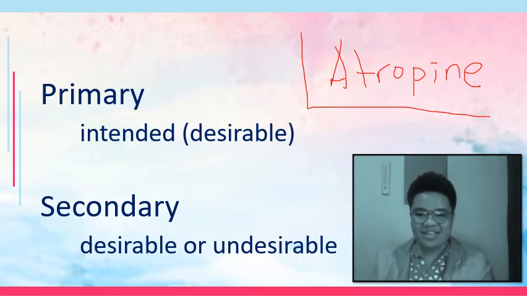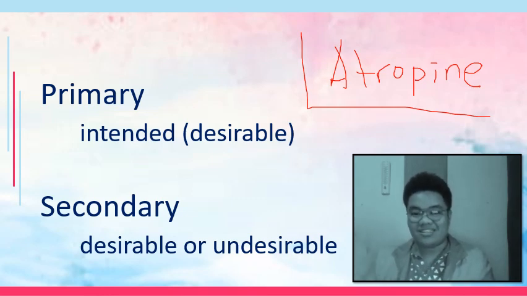If my patient has bradycardia, recall that there is a decrease of your heart rate. I will be giving atropine to this patient. The purpose of giving atropine is to increase the heart rate. In this case, the increase of the heart rate is the primary effect. That is our intended effect.